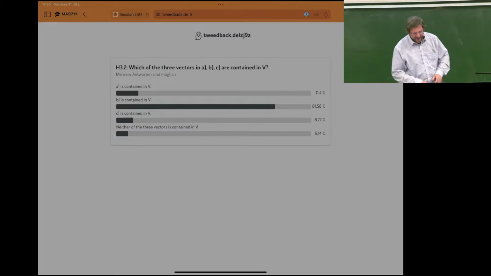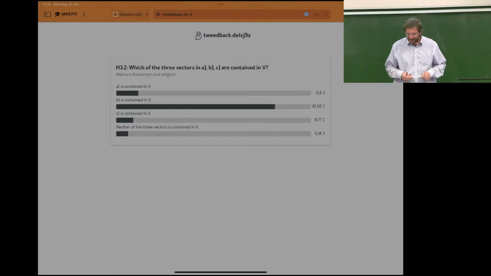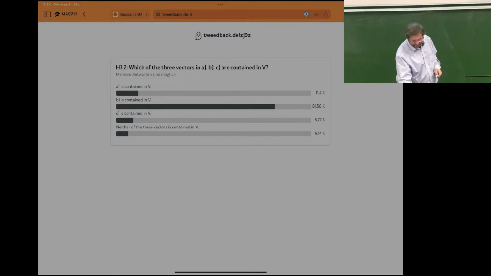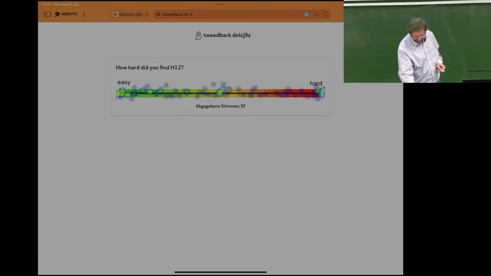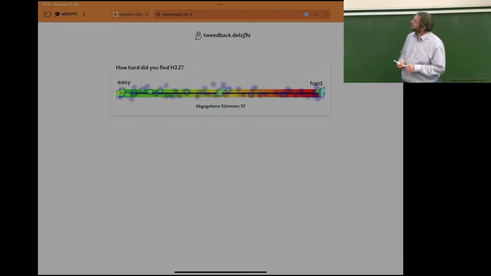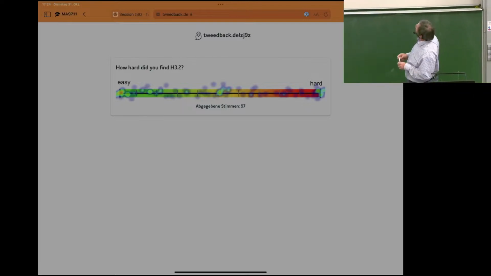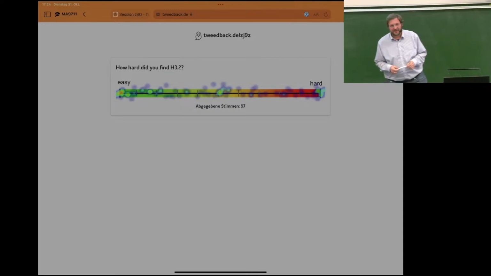So most of you saying that the second vector is contained in our span and the other two are not. And that is actually the right answer, of course, right? So B is contained in the span, A and C are not contained in the span. And I surely hope you didn't find that too hard. Quite a few on the hard side here. But I'm hoping some practice will take care of that.